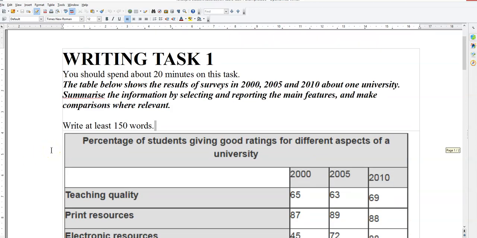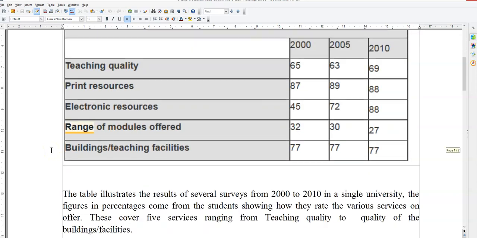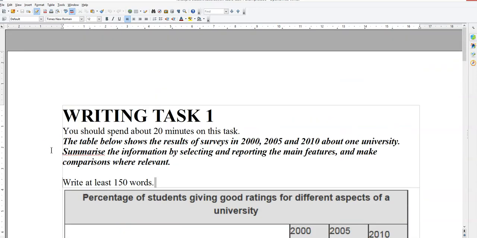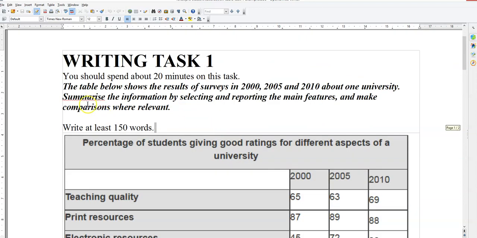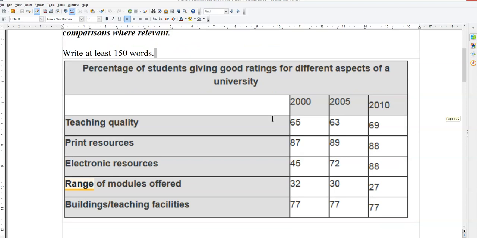So, percentage of students giving good ratings to different aspects of a university in 2000, 2005, 2010. Summarise the information, main features, not all features. Make comparisons. Okay, so let's have a look. First things first, we have to give an overview. So what are the obvious features here?